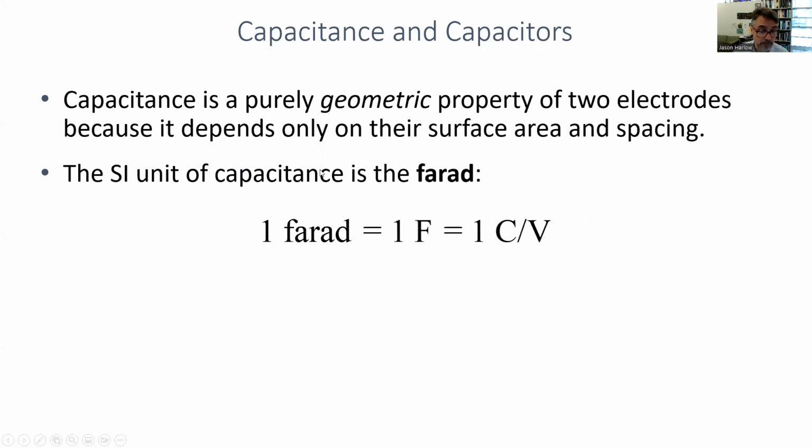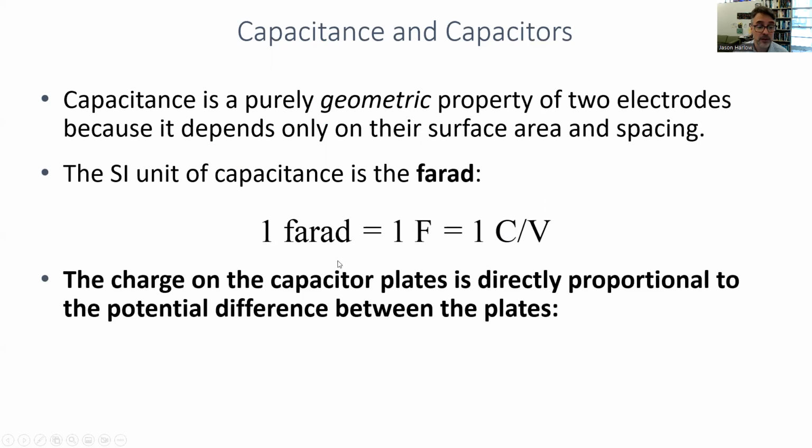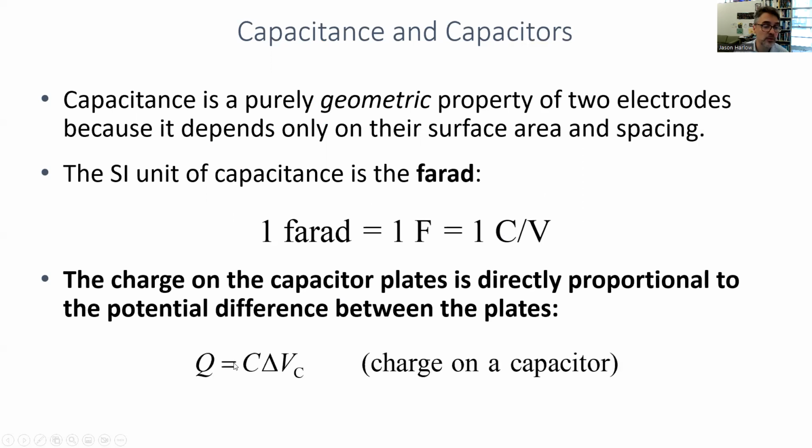The SI unit of capacitance is called the farad. A farad is 1 coulomb per volt. The charge on the capacitor plates is directly proportional to the potential difference between the plates. So we say Q is C times V, the charge on a capacitor.